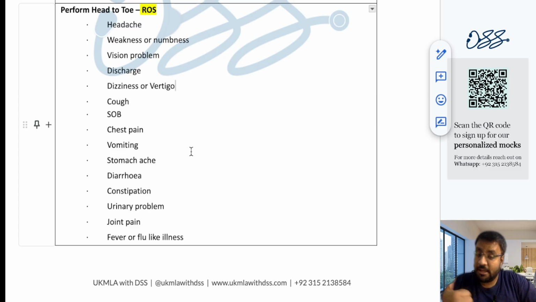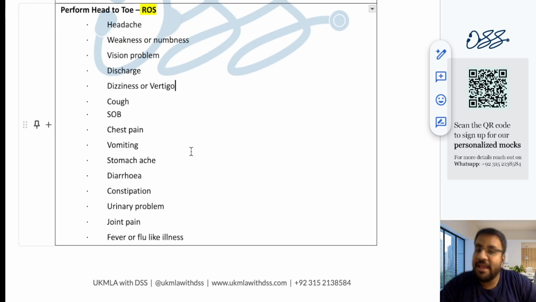This is something that I shared in the very first lecture as well, in the initial lectures, that do not phrase your sentence in a very, very long way, like, by any chance are you having any headache, by any chance are you having any weakness or numbness. By any chance, Mr. Adam, are you having any problem with the vision? By any chance, are you having any discharge from somewhere? That is going to take a lot of time. You're going to lose your 4 or 5 minutes of data gathering in just doing the review of system if you phrase your sentences like this.